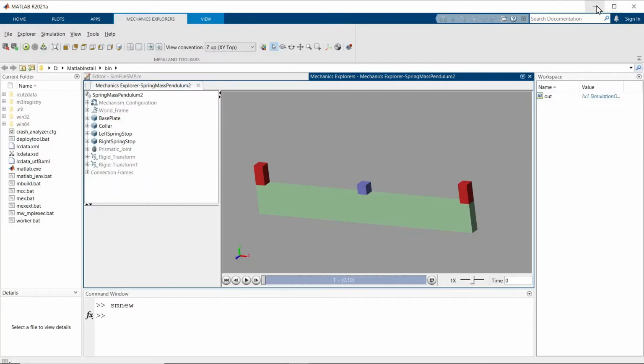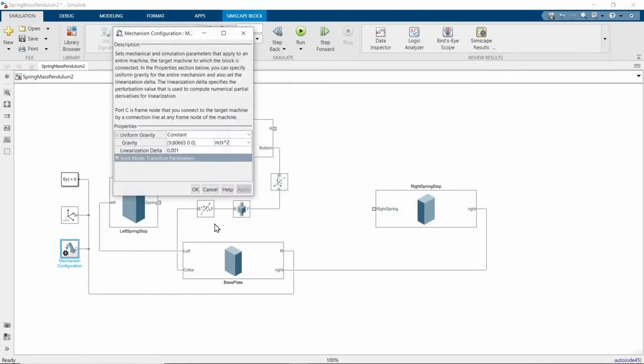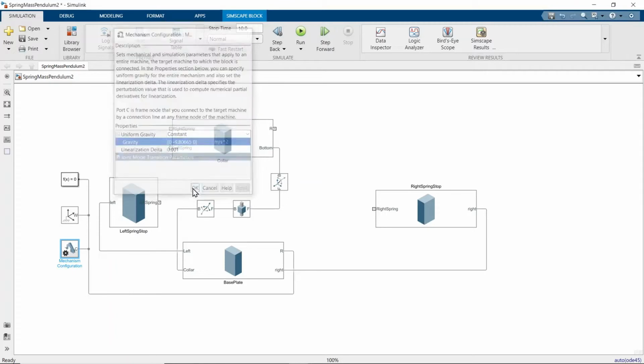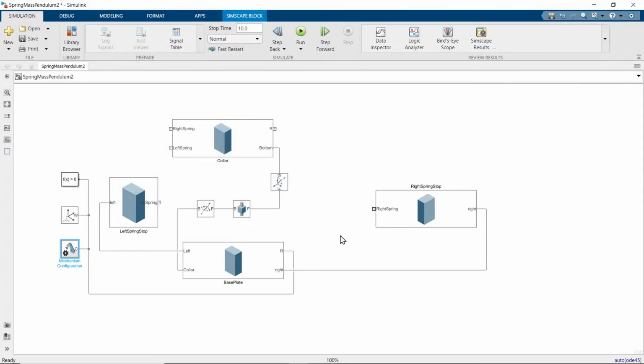So let's change gravity to what it should be. It should be in the y direction, in the negative y direction. And 0 in the x. Apply and OK.